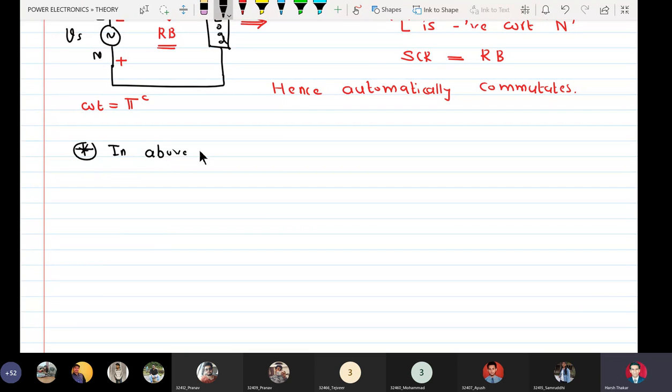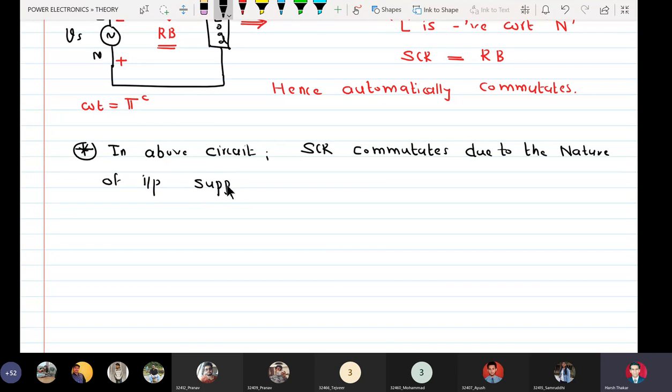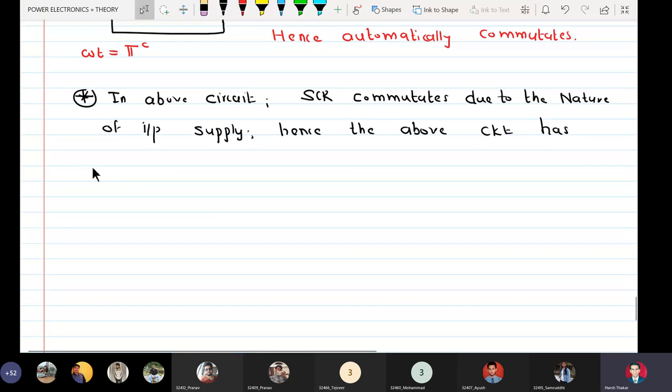That is why we say here that in the above circuit, SCR commutates due to the nature of input supply, hence the above circuit has natural or line commutation.